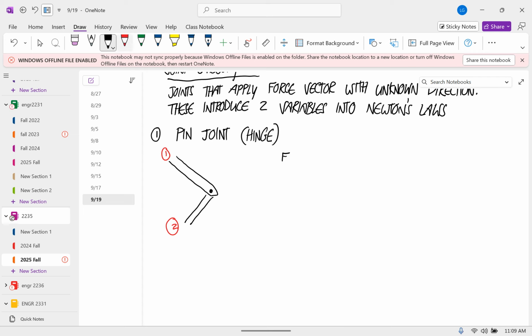A free body diagram of body 1 looks like this. So we'll just follow the rules of a force with an unknown direction. We just draw the 2 vector components in the coordinate system axis directions. And then if I'm using the subscript notation, which is going to be really useful to us, I would write this as the force on 1 by 2.